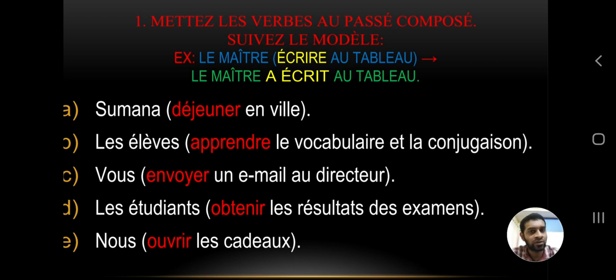So the third one, vous envoyez un email au directeur. Envoyer is the verb to send, an email to the director. You can see it's an ER ending verb. You cut the R, add an accent over the E, so you get the past participle.